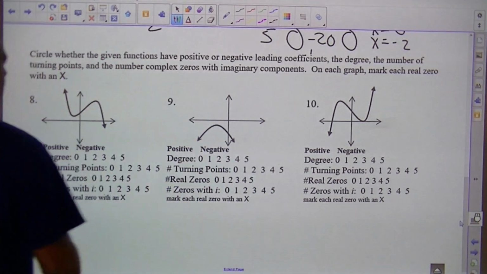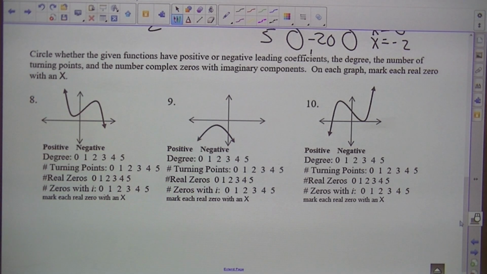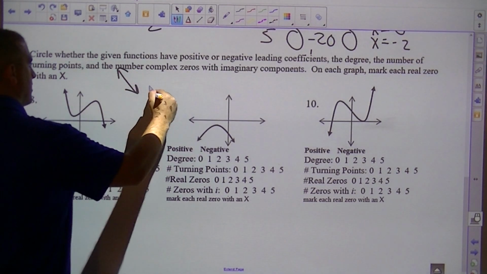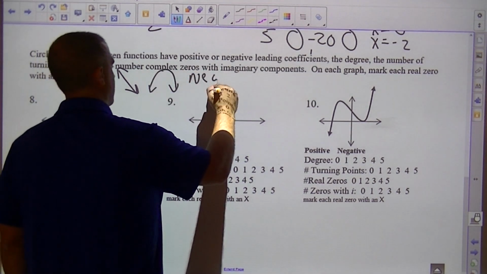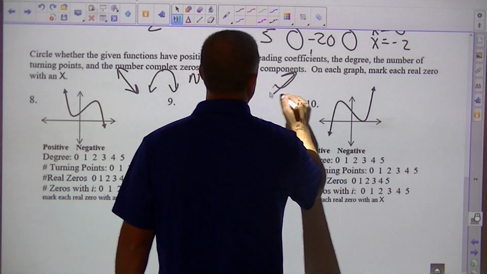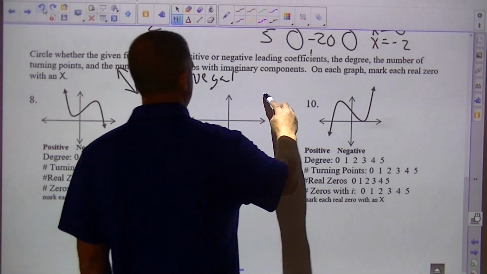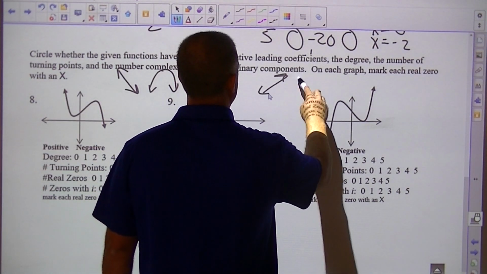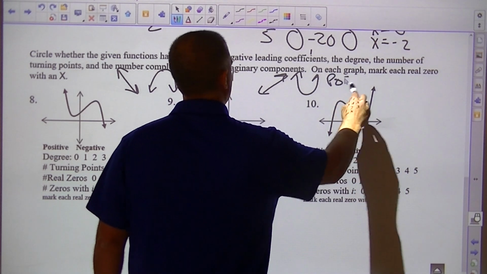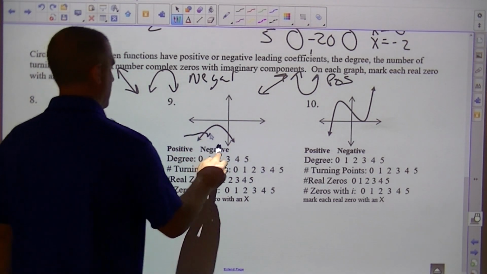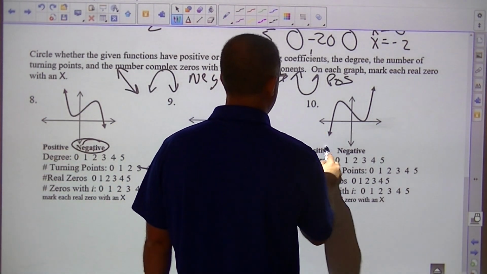Okay? Circle whether the given functions have a positive or a negative leading coefficient, the degree, the number of turning points. Okay? So here's the easy thing to figure out first. When they're this way and this way, they're negative. When they're this and this, it's positive. So in this case, this is going to be negative. This one would be negative. And this one looks like that, so it's positive.